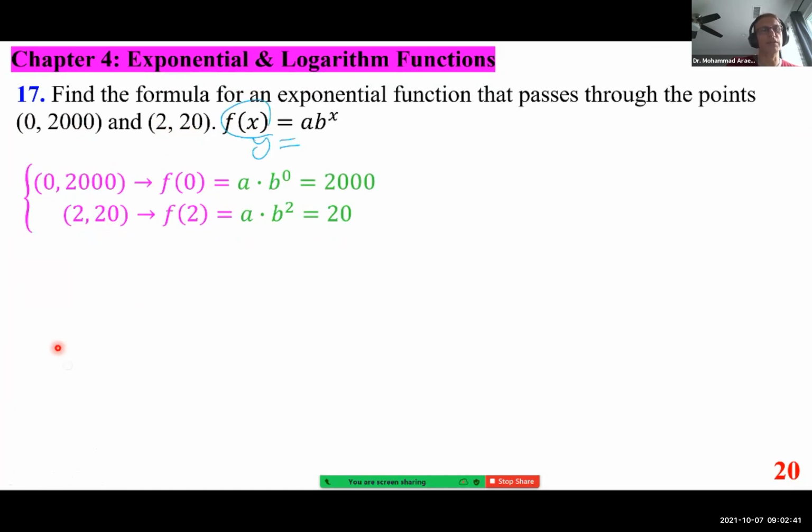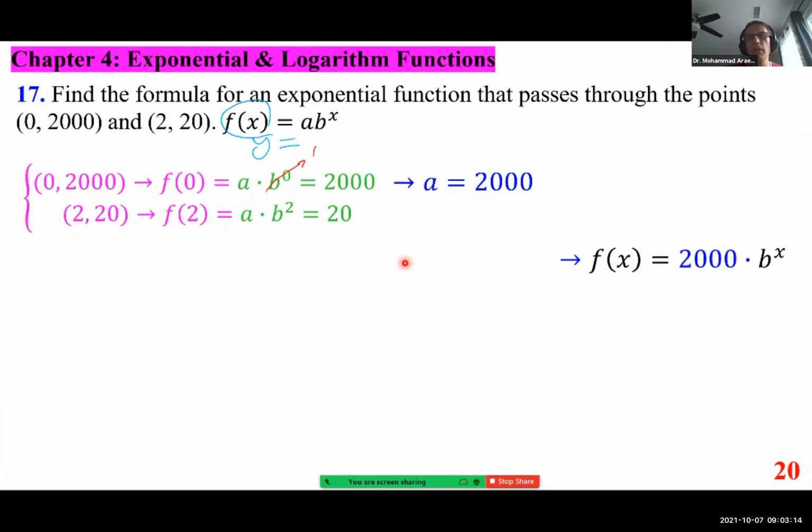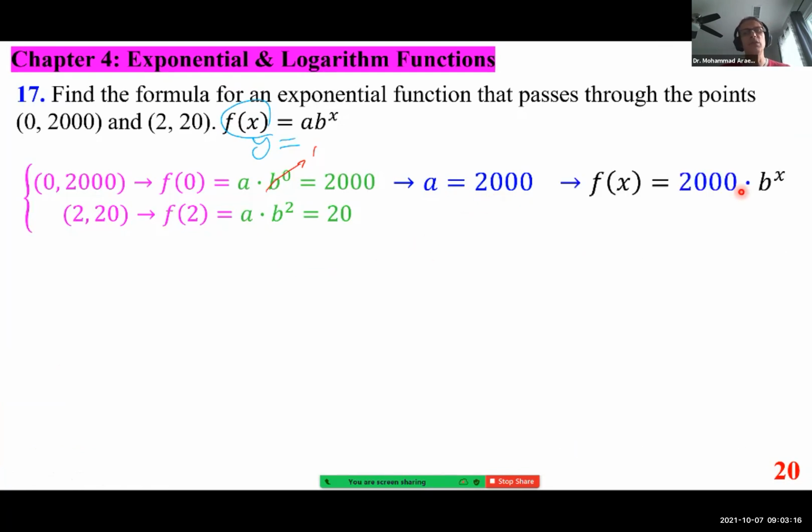So with that being the case, when we use 0, we get a times b to the power of 0 is 2000, and b to the power of 0 is 1. Resulting in a being 2000. So replacing the a with 2000, we get 2000 b to the power of x being f of x.